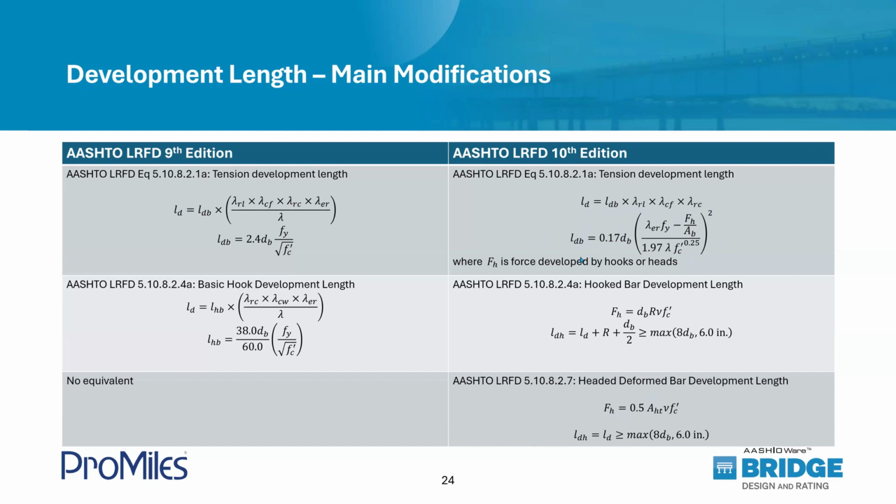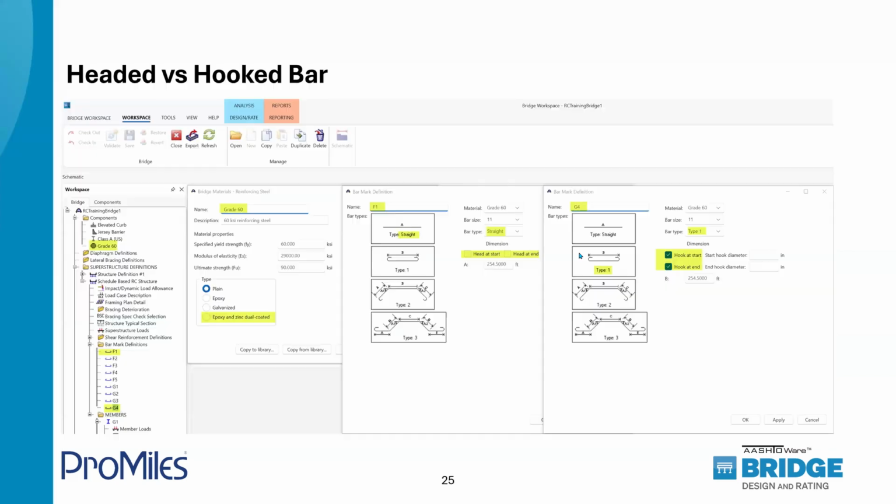So I will not go into all of these details, but I can show that we implemented some UI changes that were required. So right now, we can also specify that the bar is epoxy and zinc dual coated. And then we can also say that the bar has a head at start and at the end. Like the hooked bars were already there, but I'll just say that we cannot have a bar that's headed and hooked at the same time.